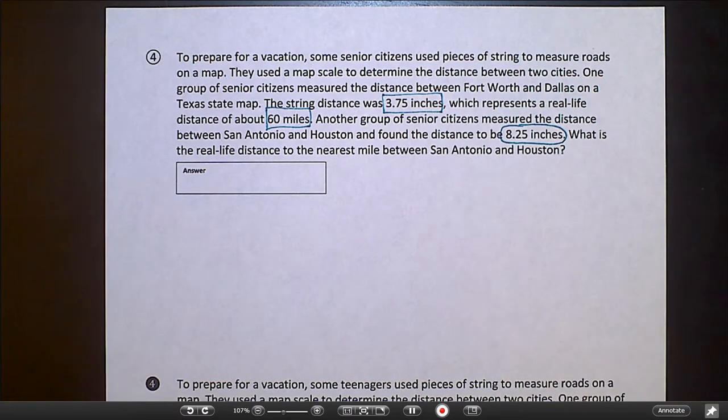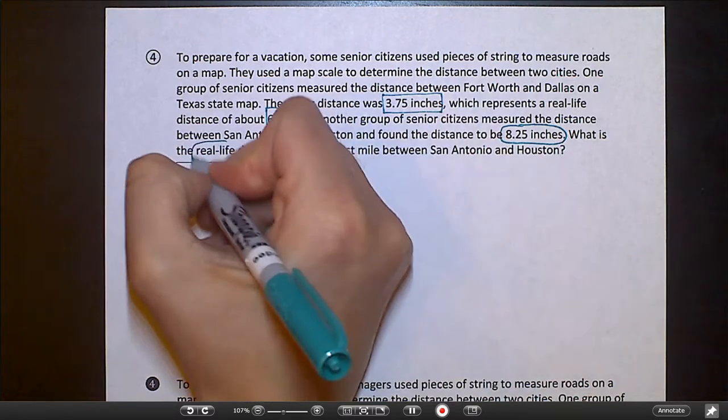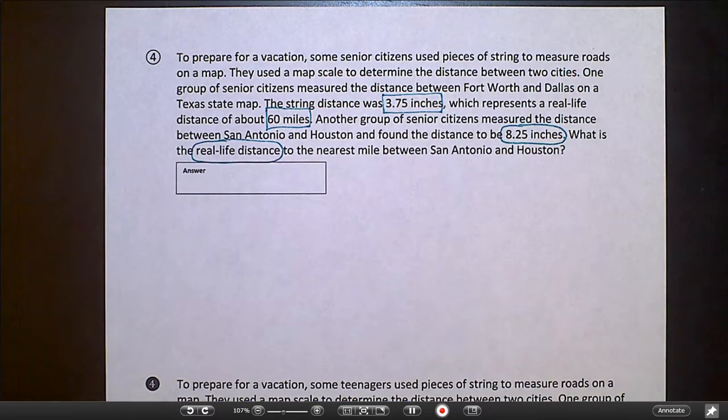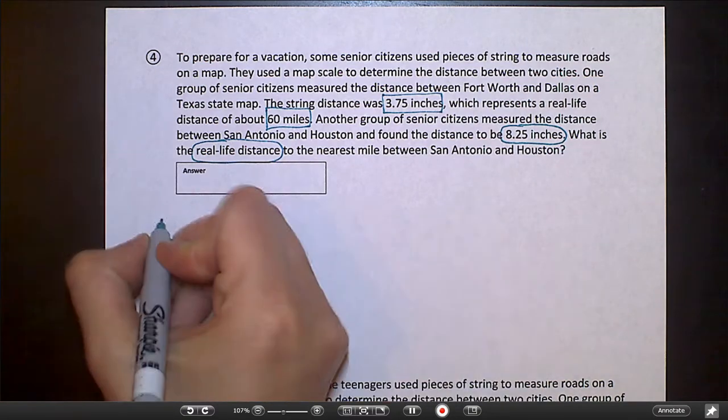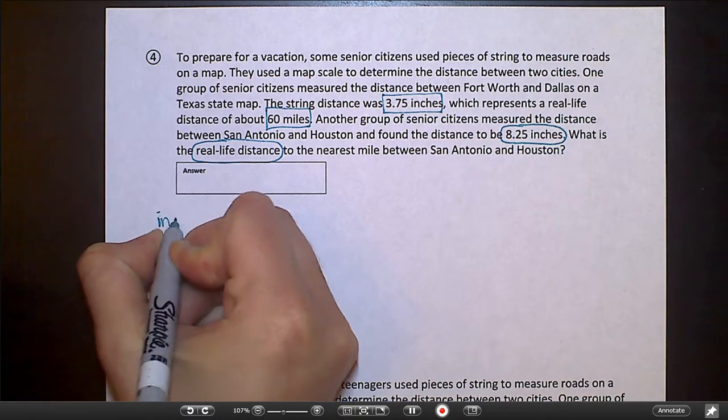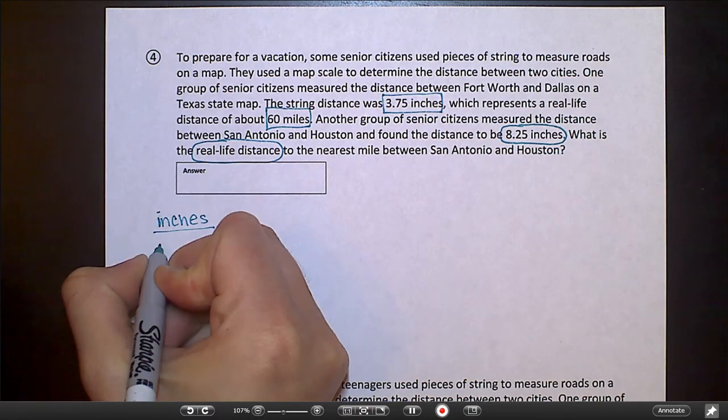What is the real life distance to the nearest mile between San Antonio and Houston? So this is just another similar figures problem. It's just worded a different way. There are so many ways that we can use proportions to find a missing part of a similar figure. The first thing we always need to do is name our ratio. Well, the 2 units that I have in the problem are inches and miles. So that seems like the best way to name it. Inches over miles.